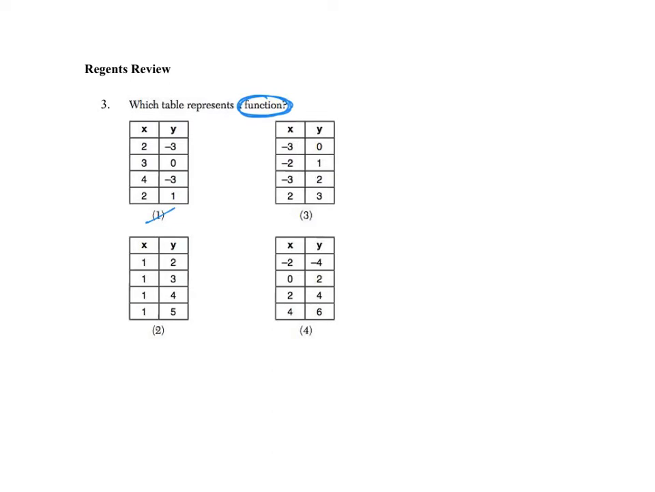In the second one, negative 3 has 2 different outputs. It has 0 and it has 2. So that's not a function. In the third one, I see the input 1 has 4 different outputs. Definitely not a function. And in the last one, I noticed that there are no repeating x values. So each x value here only has one output. That is the definition of a function. And so there's our correct answer, number 4.